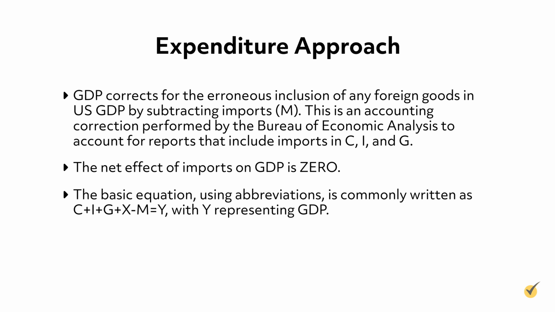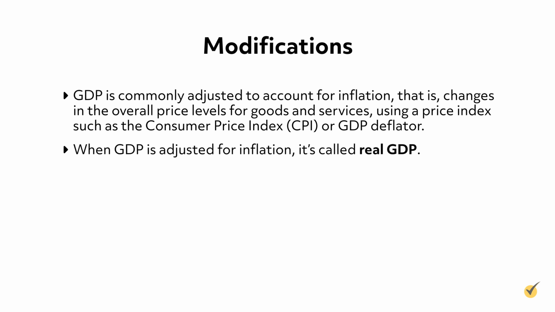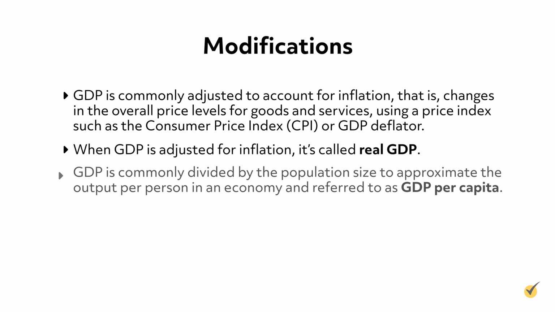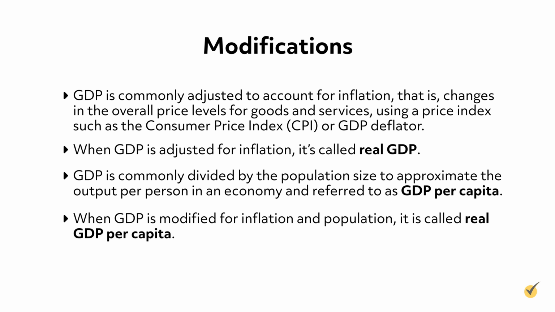with Y representing GDP. A few modifications are regularly made to GDP to allow better comparisons over time and across countries. Firstly, GDP is commonly adjusted to account for inflation, that is, changes in the overall price levels for goods and services, using a price index such as the Consumer Price Index, or CPI, or a GDP deflator. When GDP is adjusted for inflation, it's called real GDP. Secondly, GDP is commonly divided by the population size to approximate the output per person in an economy, and referred to as GDP per capita. When GDP is modified for inflation and population, it's called real GDP per capita.